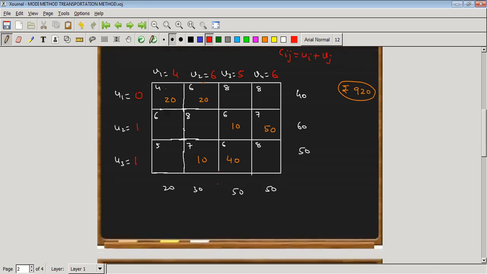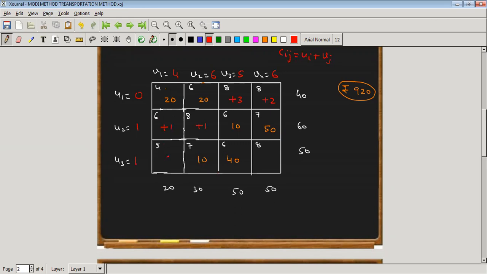Okay. Now check all the unallocated positions. 5 plus 0, 5, 8 minus 5, it is plus 3. The cost is increased by plus 3. In second, it is increased by plus 2. In third, it is increased by plus 1. 4 plus 1, 5, 6 minus 5 is 1. 6 plus 1, 7, 8 minus 7 is again plus 1. The per unit cost is increased by 1.